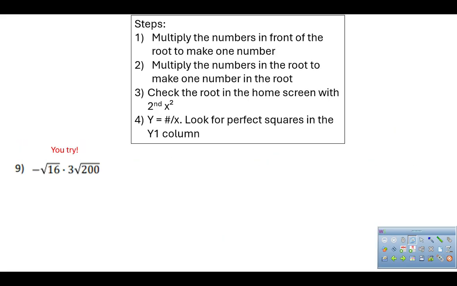I think there's one more for you to try, so take a moment, try this next one, number 9, before we start looking at the conjugates.